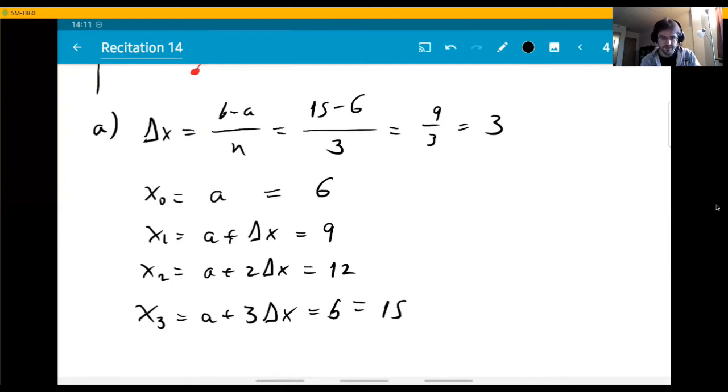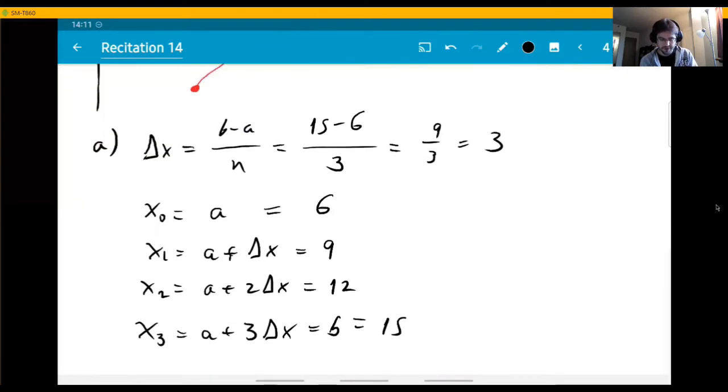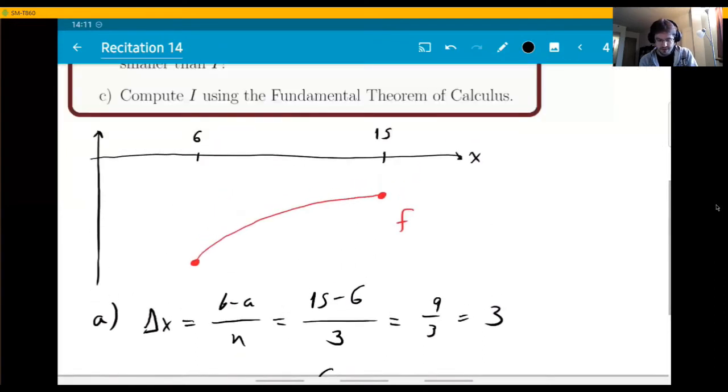If you're going to divide the interval between 6 and 15 into 3 sub-intervals, then the breakpoints will occur right here: 6, 9, 12, 15. Let's go ahead and draw them up here so we see things happening. That's not a good location for 9. All right.